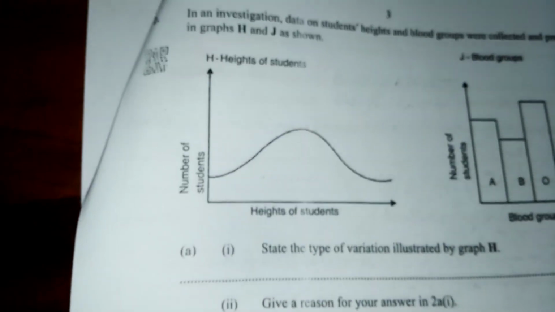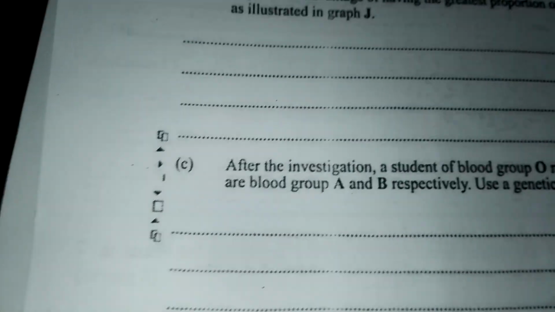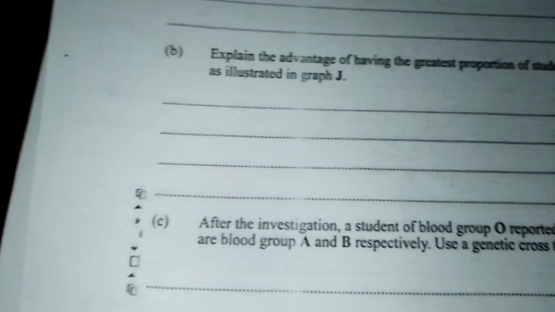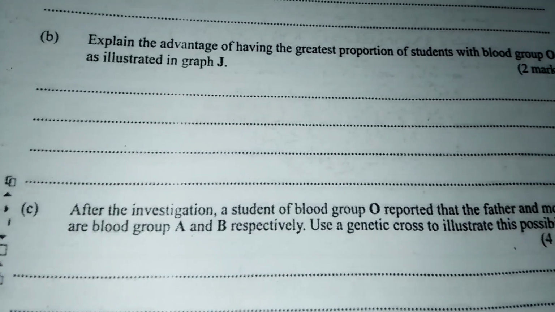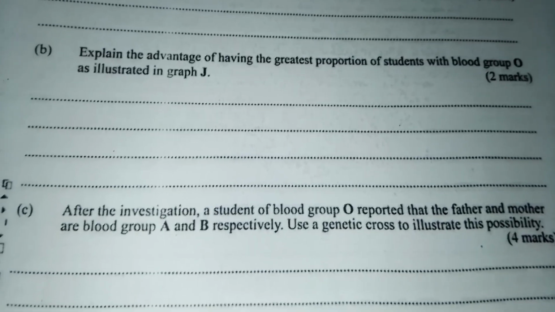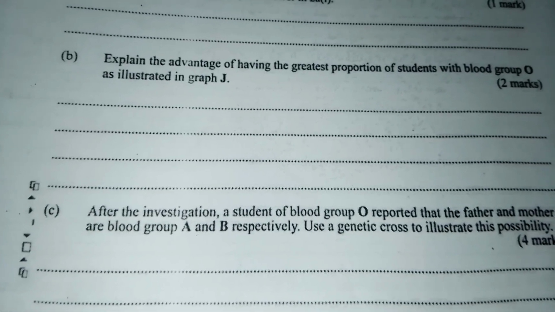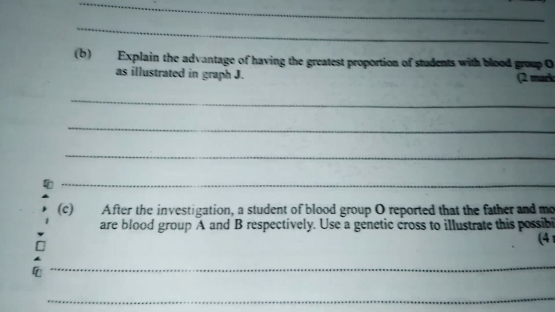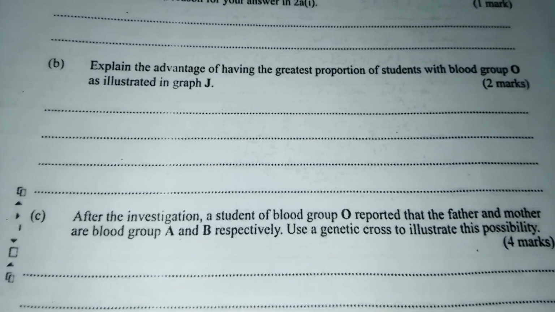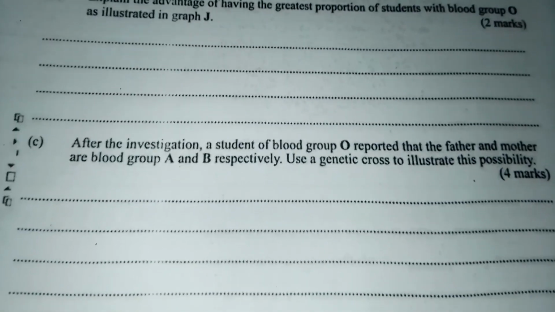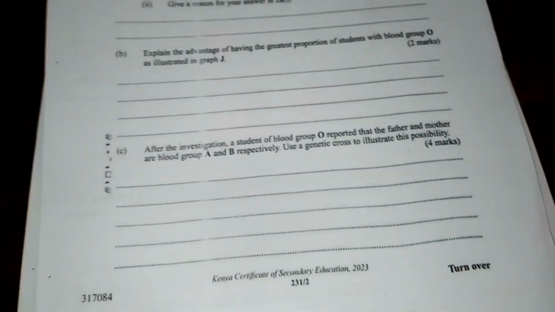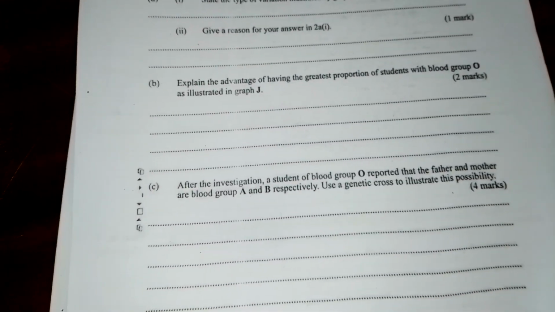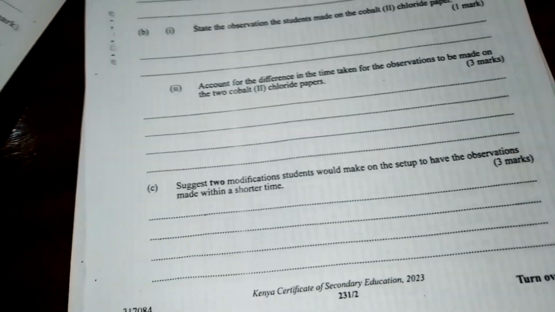Then we have C. Remember, we are still just on question 2. After the investigation, a student of blood group O reported that the father and mother are blood group A and B respectively. Use a genetic cross to illustrate the possibility. That question is 4 marks. So we are still moving on.